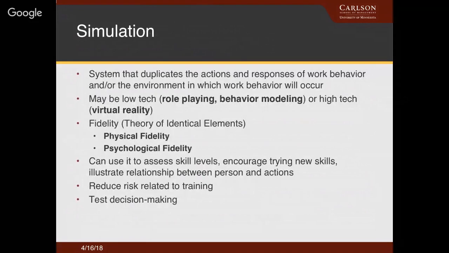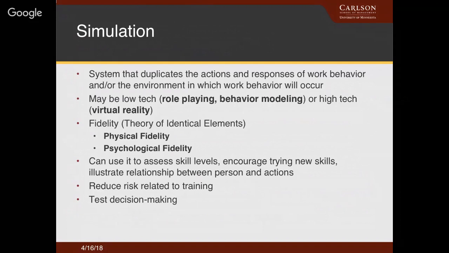The next slide deals with an area that is definitely increasing in frequency, and that is simulation in the training environment. Simulation just describes a system that duplicates actions and responses of work behavior or the environment where the work behavior will occur. When you think of simulation, you often think of very high-tech, complex things like virtual reality. And definitely we're using more and more VR in fields like medical education and other areas like that. But simulation also encompasses low-tech activities like role-playing and behavior modeling that are very commonly used in training.